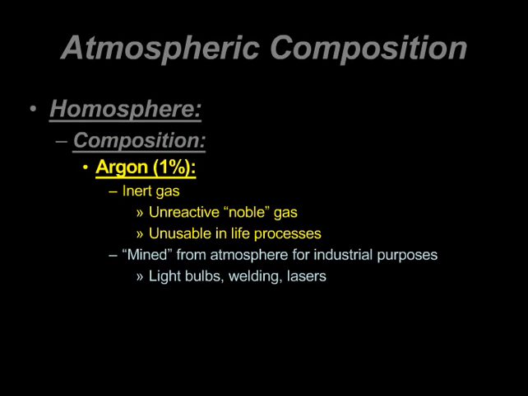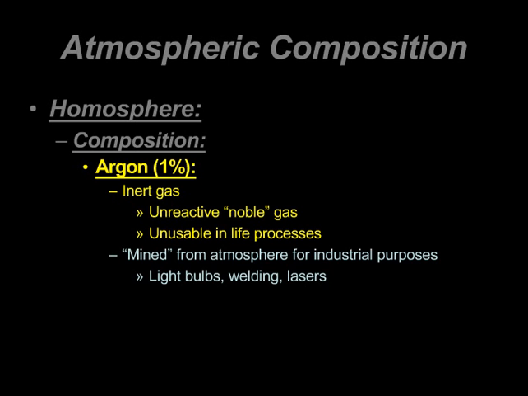Third would be argon at 1%. Argon is an inert gas, meaning it's unreactive, or it's also a noble gas. And so essentially it's unusable in life processes. Our body does not use argon and does not need argon.